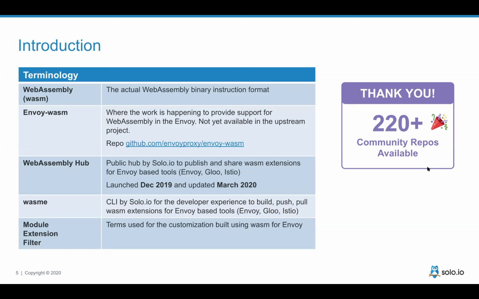So I hope that clarifies the relationship between the WebAssembly Hub, which is the backend server from which images can be pulled, and WASME, which is the front-end CLI that you use to build those images and test them, as well as publish them.